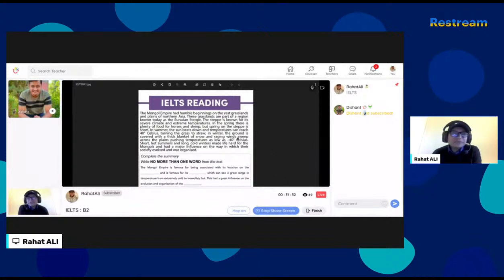Okay, if you see, complete the summary. Write no more than one word from the text. The Mongol Empire is famous for being associated with its location on the dash, and dash means the blank. It's famous for its dash, which can see a great range in temperature from extremely cold to incredibly hot. This had a great influence on the evolution and organize of the what? Okay, let's read it.